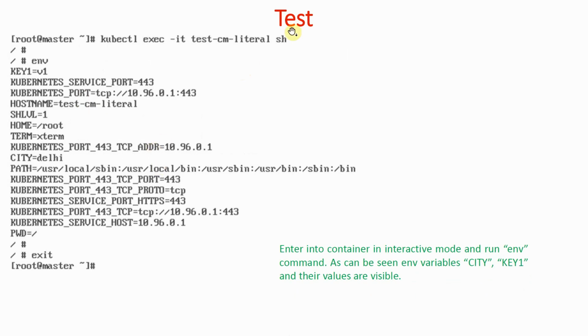Now what is the other method? Interactive method. For that, what we have to do is kubectl exec -it test-cm-literal sh. So after entering into this, we are going to run the env command. Now it is showing KEY1 has value v1, and here you will have another value, CITY equal to Delhi. So here what we are doing is entering into the container in interactive mode and running the env command. As can be seen, environment variables CITY and KEY1 and their values are visible.